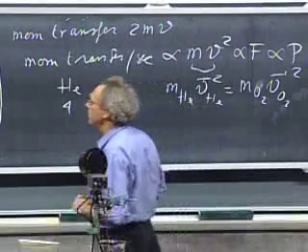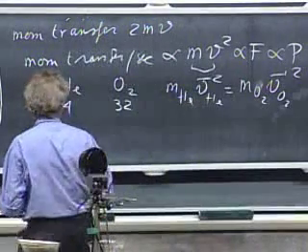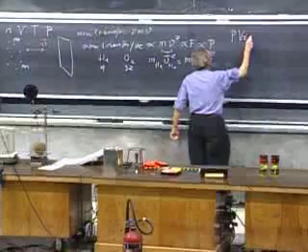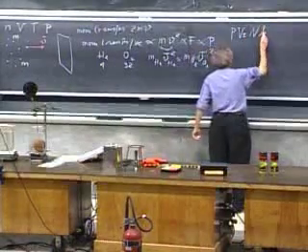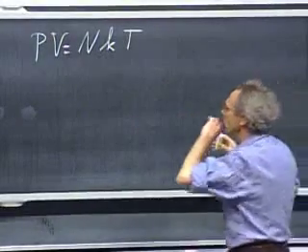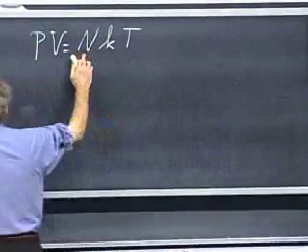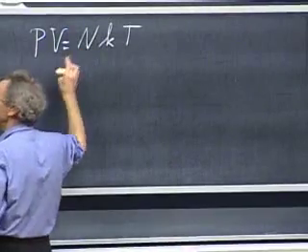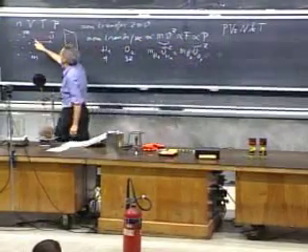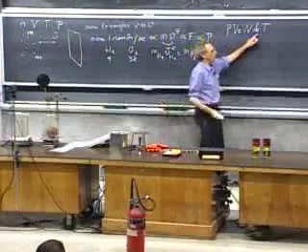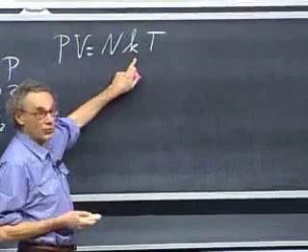You very often see the gas law written in a different way, and you see it written as PV equals capital N times k times T. You see that also there. And this N now is the total number of molecules that you have. Don't confuse that with little n, which is the number of moles that you have. So this is the total number of molecules, and k is called Boltzmann's constant.